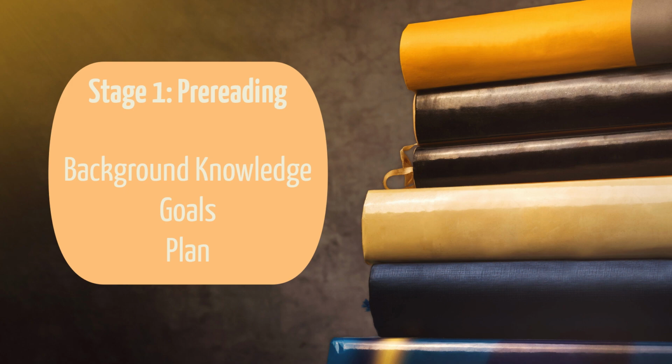Students will also set goals for their reading. They might consider the overall purpose for reading about the topic. Creating goals can help set a direction for reading and can also increase the student's motivation for reading. Finally, students plan for reading. They'll consider the type of book or the organization of the book and might make predictions to prepare for reading.